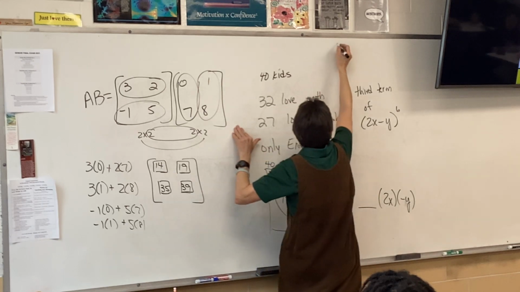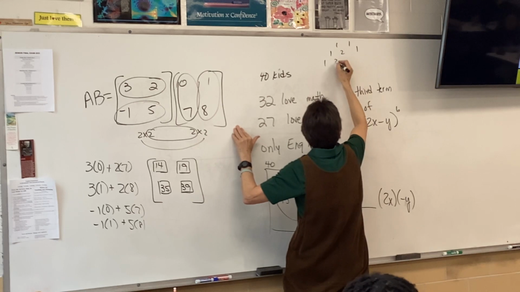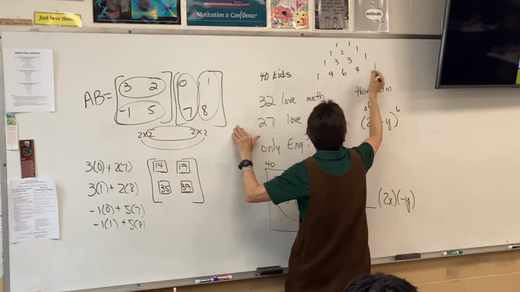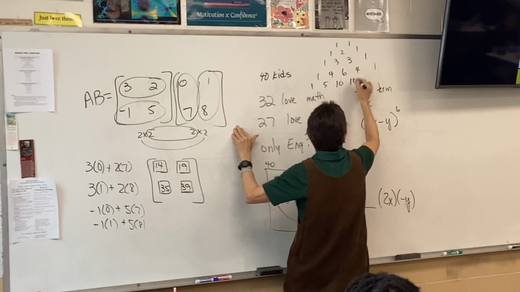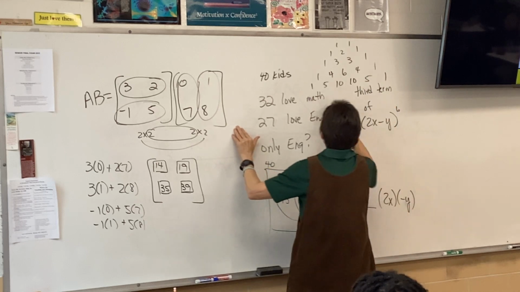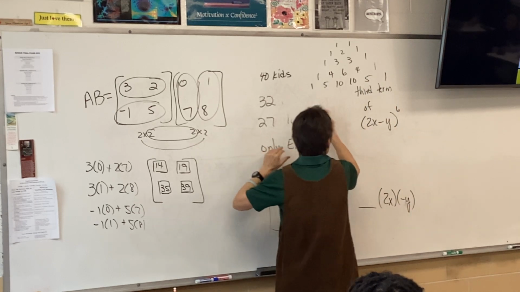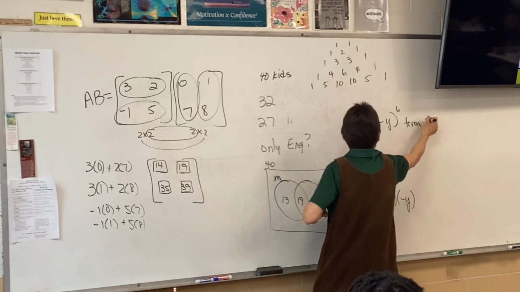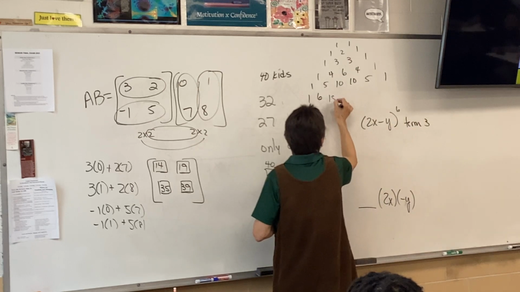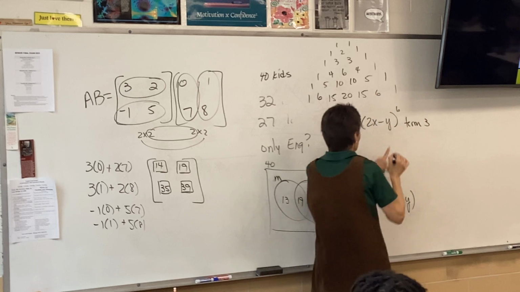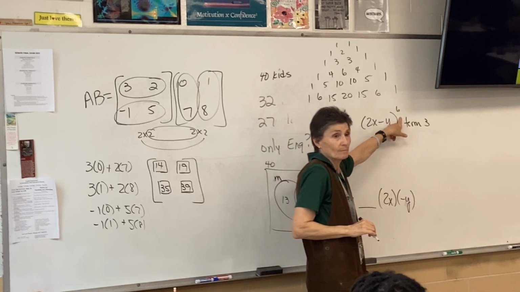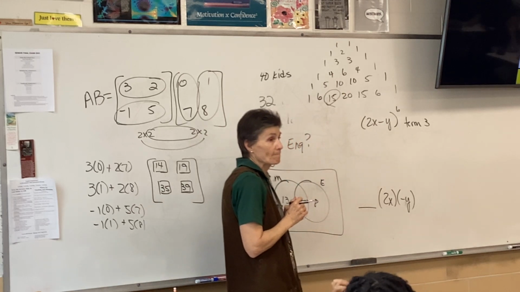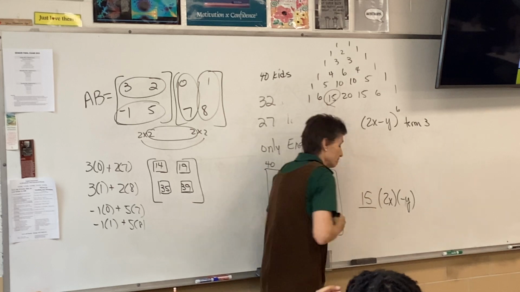So make sure you know how to build it. I'm not going to make you go to the 20th row or anything crazy like that. All right, I'm looking for term three. Here's my sixth row, which is the one I want. How do I know I want the sixth row? Sixth power. Now, I want the third term, so that's the 15. That's my coefficient. That's what goes right here.